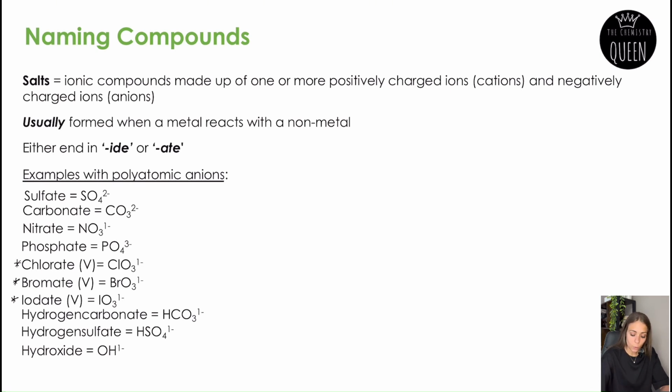So this is now where we start to end the names of the compounds in "ate". There is one exception, however. If you look at the bottom, hydroxide, OH minus ions, that will end in "ide" still. Let's have a look at a few examples. So we've got MgSO4. You should recognize that SO4 is sulfate. So this would be called magnesium sulfate. What have we got next? CaCO3. You need to recognize that CO3 is carbonate. So this would be calcium carbonate.